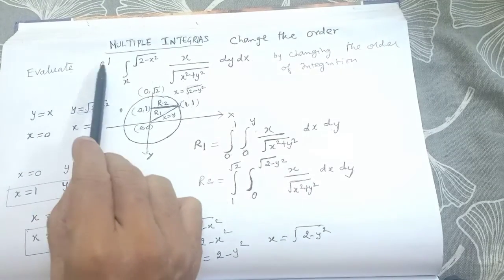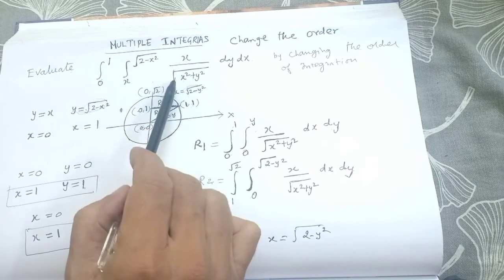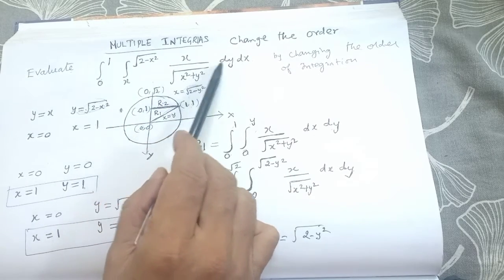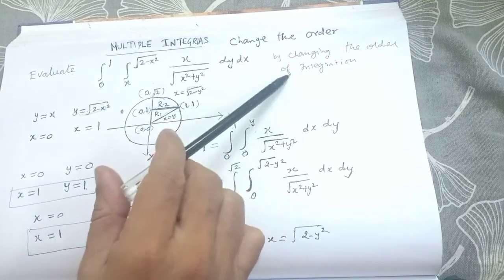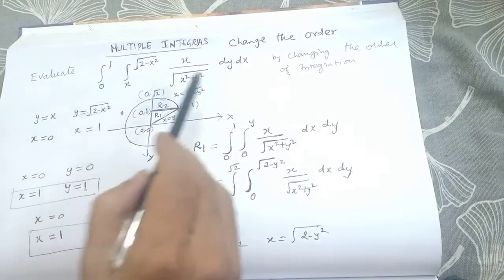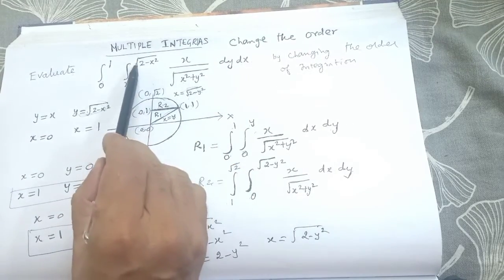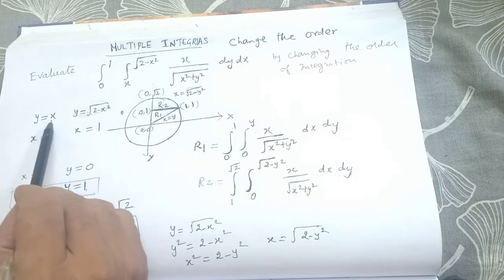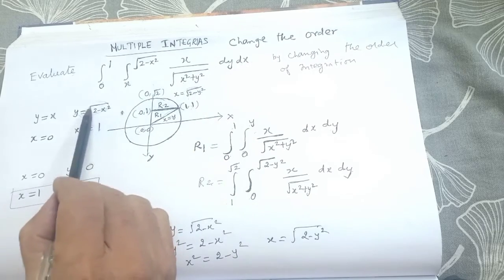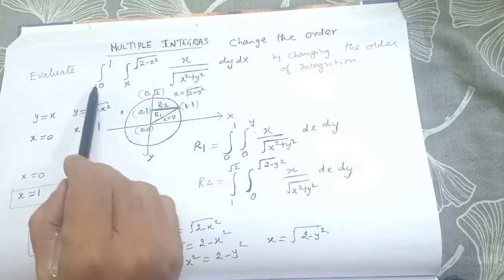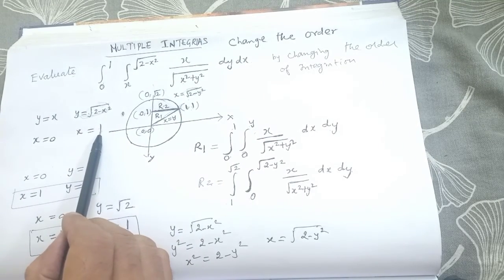Evaluate the integral from 0 to 1, integral from x to root of (2 minus x square), of x by root of (x square plus y square) dy dx, by changing the order of integration. Here the y limits are y is equal to x and y is equal to root of (2 minus x square). The x limits are x is equal to 0 and x is equal to 1.